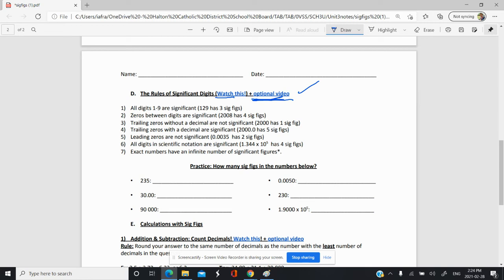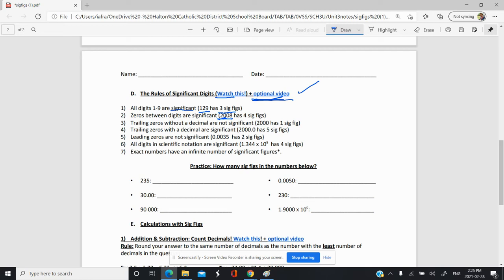All digits from 1 to 9 are considered significant figures. So for example, if you have 129, that is 3 significant figures. Zeros in between significant digits are also significant. For example, here we have 2008. 2 and 8 are significant, and the zeros are in between. So that means there are 4 significant figures there, the 2, 0, 0, and 8, because the zeros are sandwiched in between 2 significant figures.